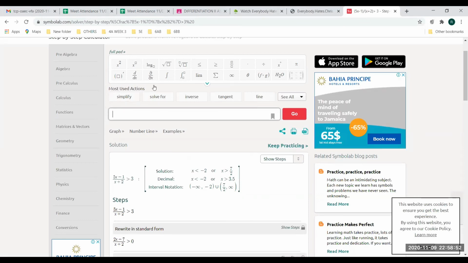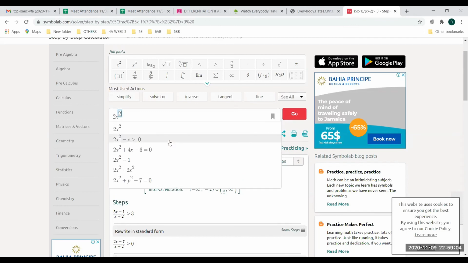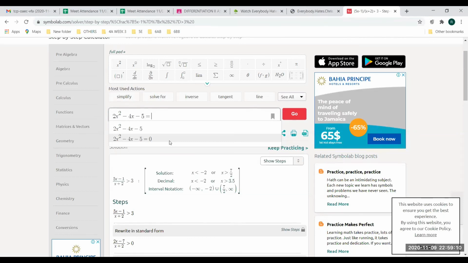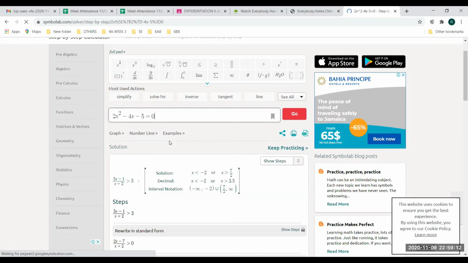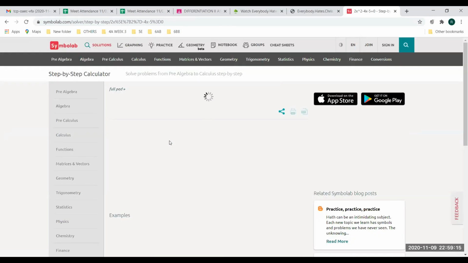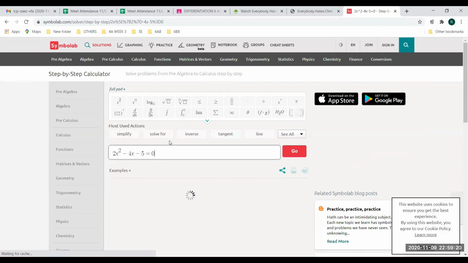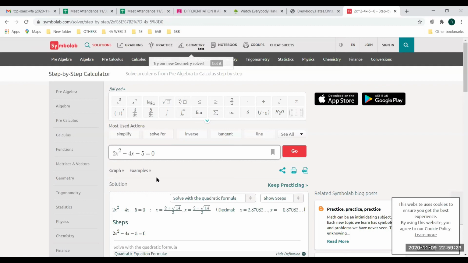So solving that quadratic equation for the roots, going back to the question, it is 2x squared minus 4x minus 5 equals 0. When we solve for the two roots, what we're getting is 2 plus root 14 over 2 and 2 minus root 14 over 2.